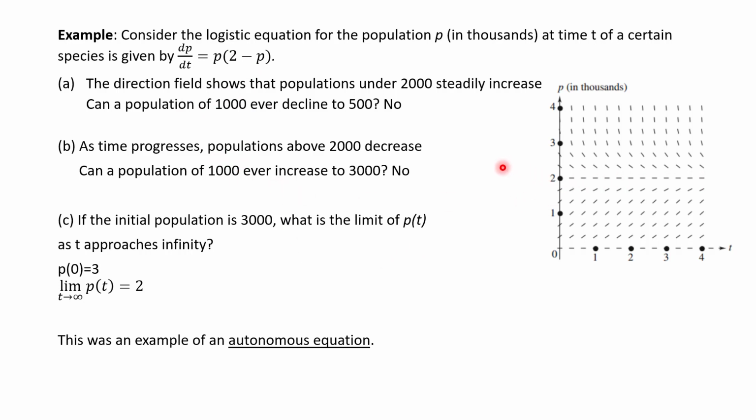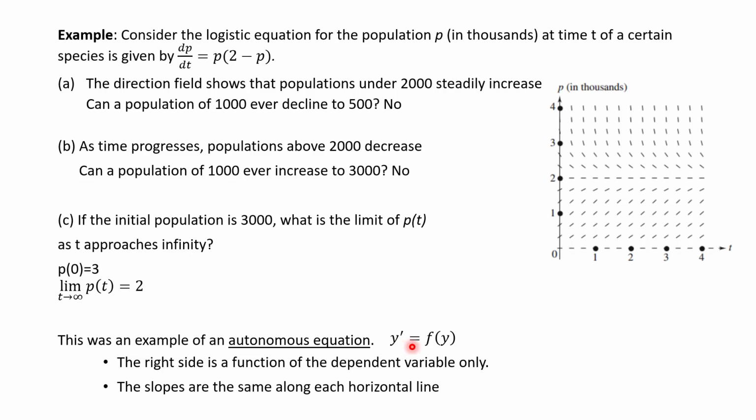We never actually found the equation for population, the function, but we did figure out some behavior. And so this is actually an example of what's called an autonomous equation. An autonomous equation looks like this, where we have the derivative, y prime, equals f of y, and the right side is a function of the dependent variable only, and then the slopes are the same along each horizontal line. So if you just pick a place, like right underneath 2, all the slopes are the same along that horizontal line. So that's an autonomous equation.